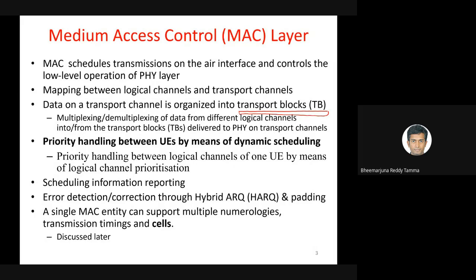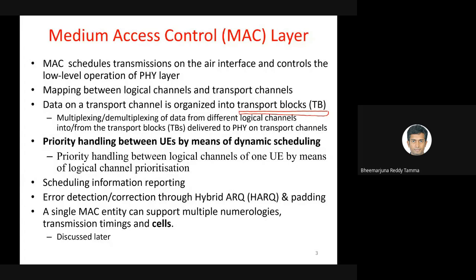It's all up to the scheduler to decide which one to pack and how long to give the resources. It also does something called priority handling between users by means of dynamic scheduling. If there are multiple logical channels for one of the users, it can also give priority to one of them by looking at the QoS flow identifier and other things. It also has to inform the user that certain user data is coming in the downlink, so that the user can start receiving it. That's the scheduling information reporting.